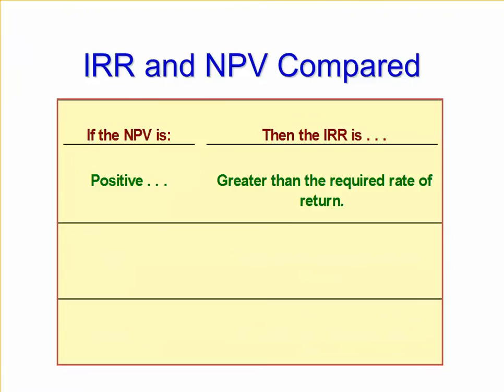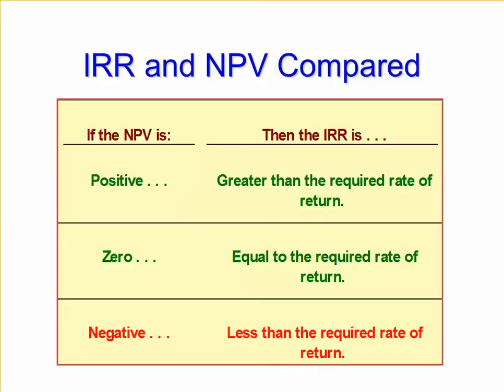So again, our IRR and net present value compared. If our net present value is positive, that means our IRR is going to be greater than our required rate of return. We'll accept it. If our net present value is 0, our IRR will equal our required rate of return and we'll accept the project. And if our net present value is negative, that means the internal rate of return will be less than our required rate of return and we will reject the project.